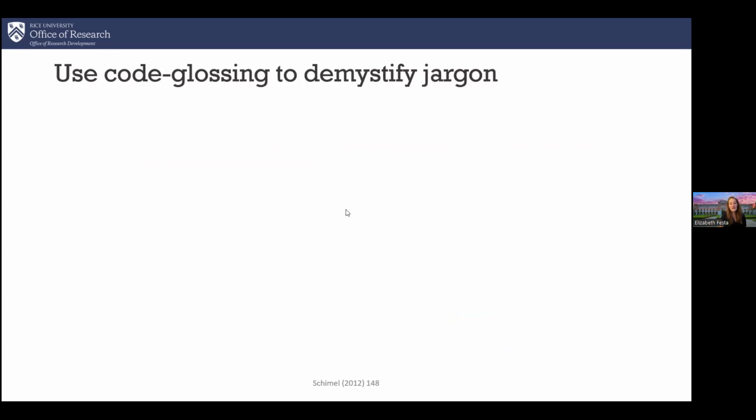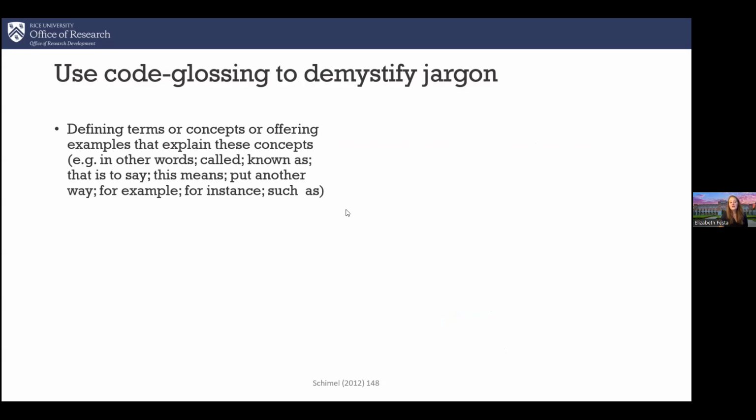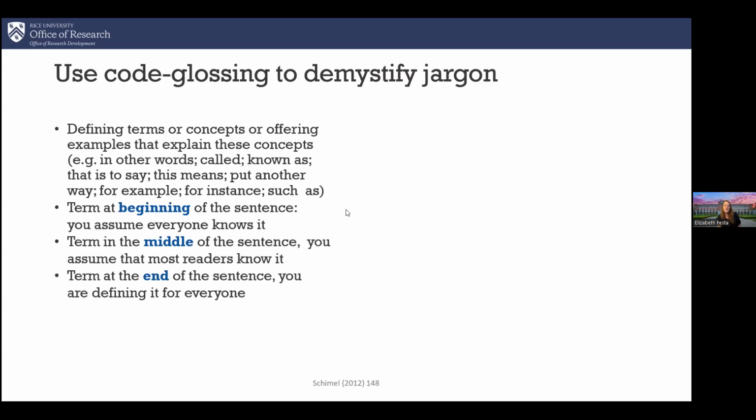One of my favorite tips, and it's not possible to eliminate jargon. It drives me crazy when people say that. Your proposal's not for the mass public to read, it's for an academic expert to read. But you can choose to reduce jargon, and you can choose key terms selectively and define them clearly. This is called code glossing in the world of applied linguistics. This is defining terms or offering examples to explain concepts that you think the reader might not know. If you think that everyone knows it, you put the term at the beginning of the sentence. If you're not sure, you put it in the middle, you kind of hedge your bets. And if the term is at the end, you're defining it for everyone.